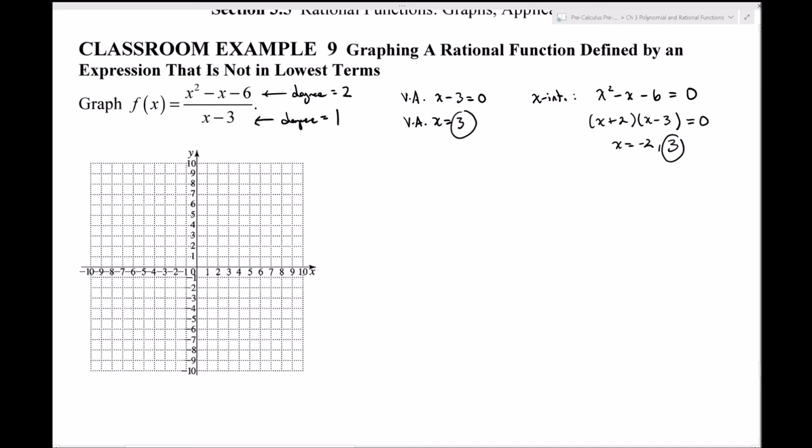So what that means is if I plug in x equals 3 in the original function, f of 3 is going to equal 0 divided by 0, which is undefined. That's a problem. So no, there is no vertical asymptote, and that's not an x-intercept. There is no vertical asymptote because the only candidate was 3, and it was found in the set of x-intercepts. So there is absolutely no vertical asymptote. So I'm going to say no vertical asymptote. And the only x-intercept is x equals negative 2. So I'm going to plot negative 2.